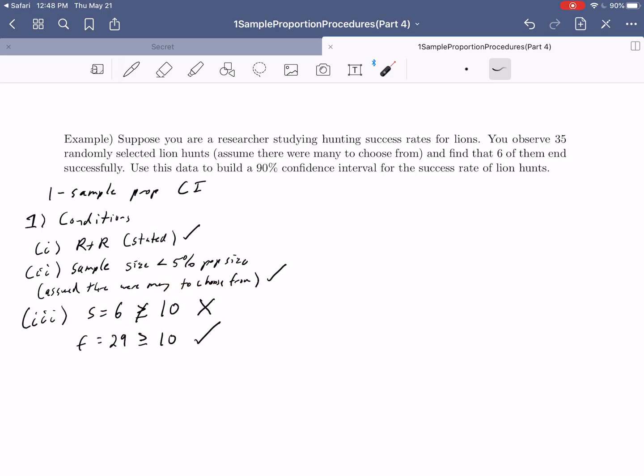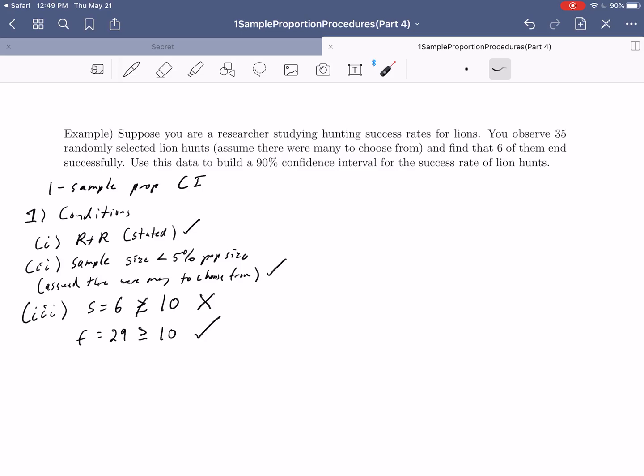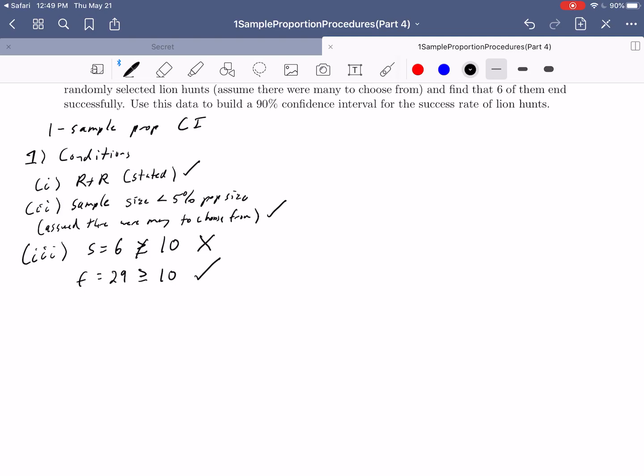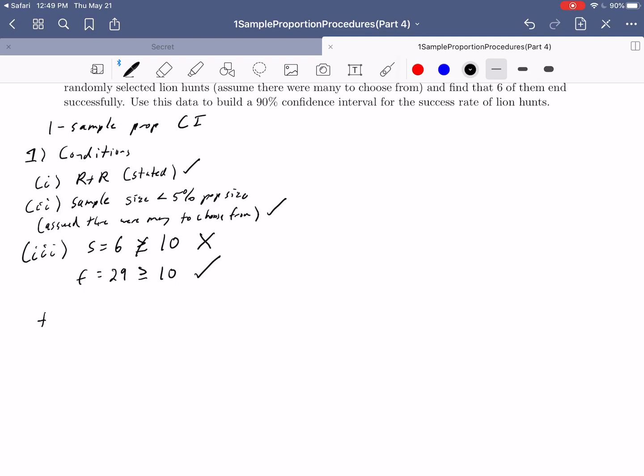But again, that might be something that's relatively difficult to do, right? Observing wild animals and observing their hunts and things like that, that might take a lot of time and effort. So maybe it's not feasible to get a larger data set. So instead, we'll go ahead and build our plus 4 confidence interval. So we'll do our plus 4 1-sample proportion confidence interval.